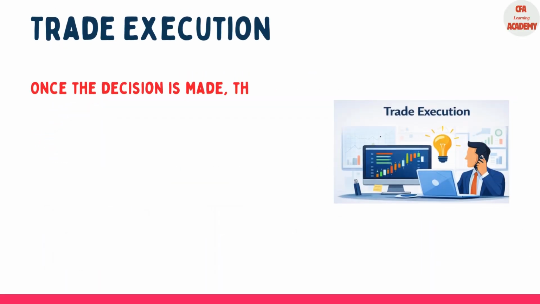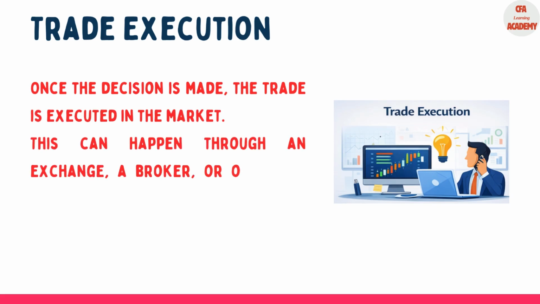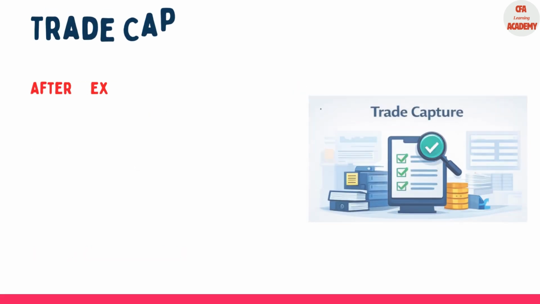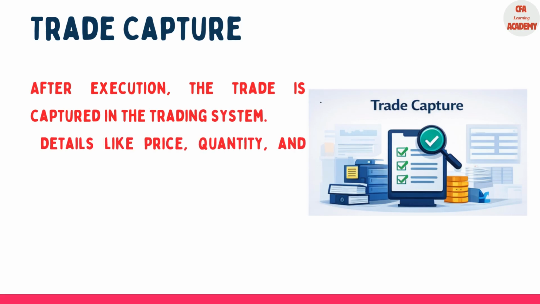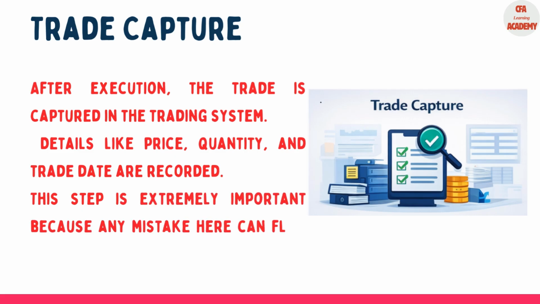Once the decision is made, the trade is executed in the market. This can happen through an exchange, a broker, or over the counter. At this moment, the trade officially comes into existence. After execution, the trade is captured in the trading system. Details like price, quantity, and trade data are recorded. This step is extremely important because any mistake here can flow through the entire life cycle.